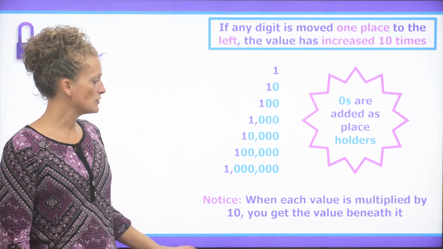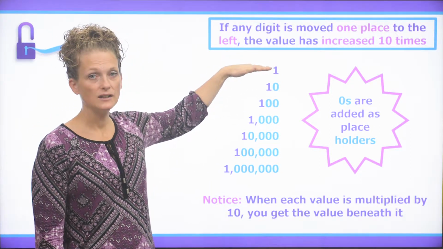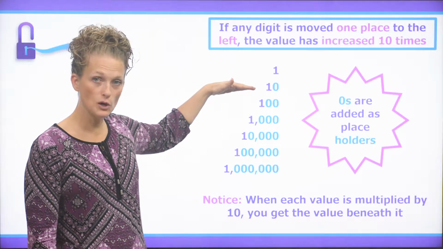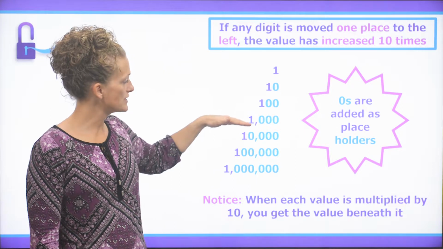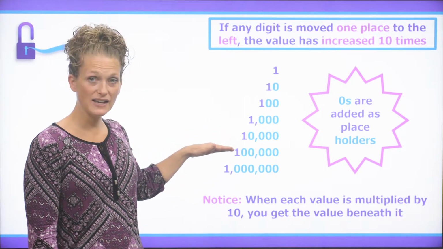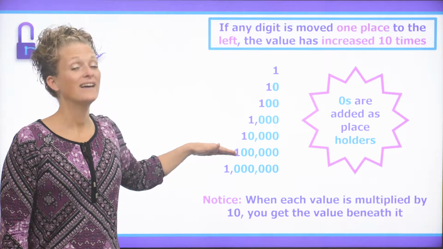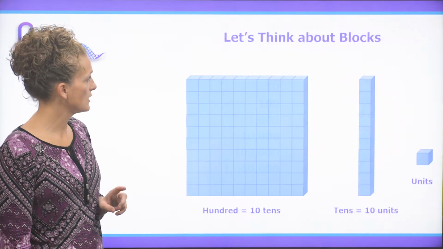All right, now notice that when each value is multiplied by 10, you will get the value of the number below it. So 1 times 10 is 10. 10 times 10 is 100. 100 times 10 is 1,000. 1,000 times 10 is 10,000. 10,000 times 10 is 100,000. And 100,000 times 10 is 1 million. And again, we could keep on going up.